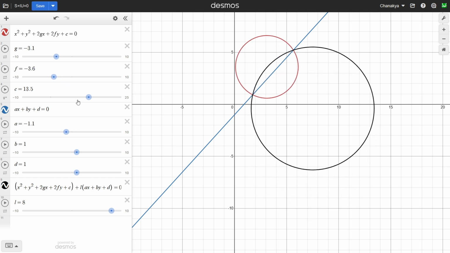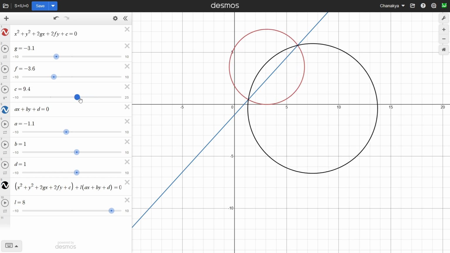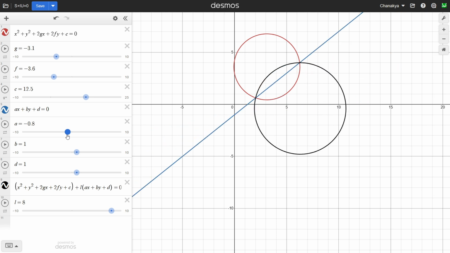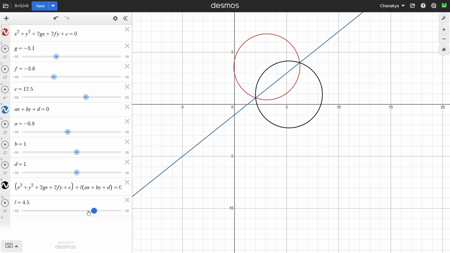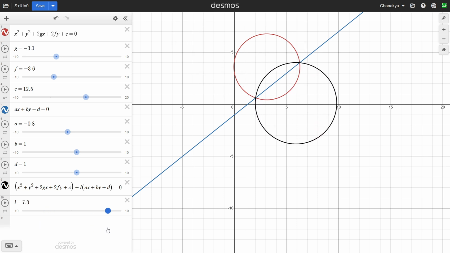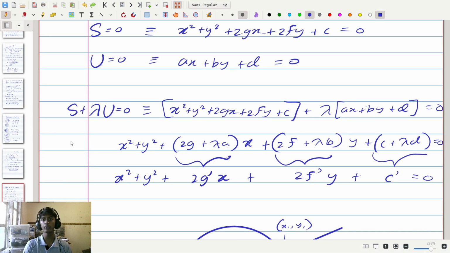I'm now going to play you a simple animation where I'm changing lambda and showing you what happens when we have different values of lambda for S plus lambda U. As you can see, for every single value of lambda, the resulting circle, which is the black circle here, is passing through the two intersection points of the original circle S equals 0 and the original line U equals 0. Therefore, S plus lambda U equals 0 gives us a family of circles that pass through the intersection points of S equals 0 and U equals 0.